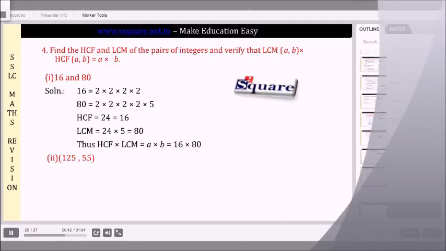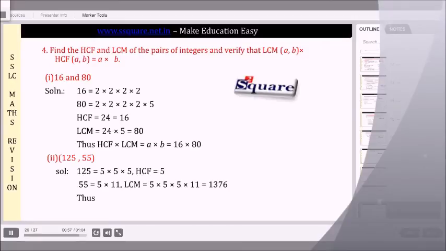Second one, 125 comma 55. So 125 is equal to 5 cube. 55 is equal to 5 into 11. So HCF is 5 and LCM is 5 cube into 11, which is 1375. So HCF into LCM is equal to A into B. So 6875.